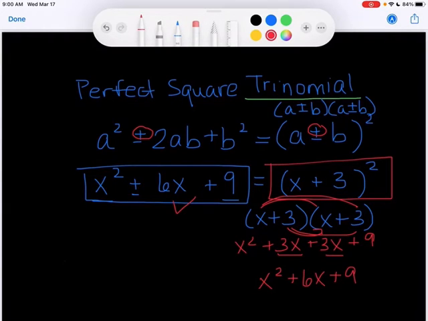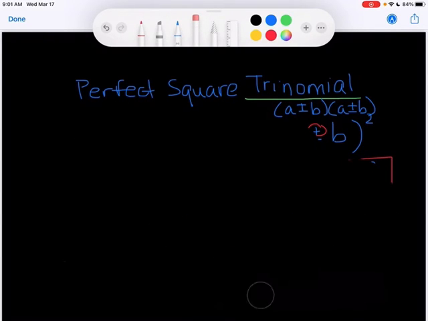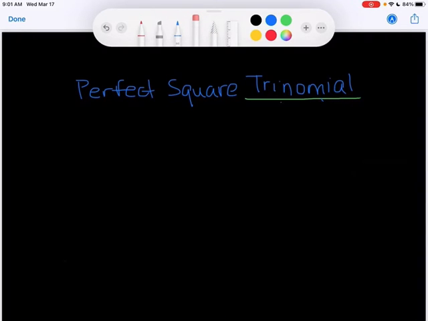Now, I think these are probably one of the hardest to recognize because you have to do this 2ab. Look out for that 2ab thing. So let me give you another example. All right, so let's say that we have 4m squared minus 20m plus 25.